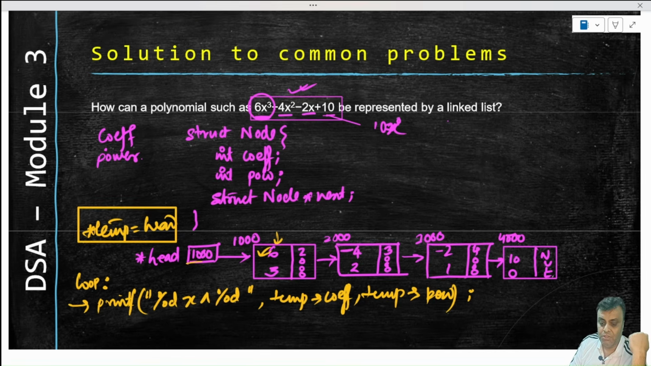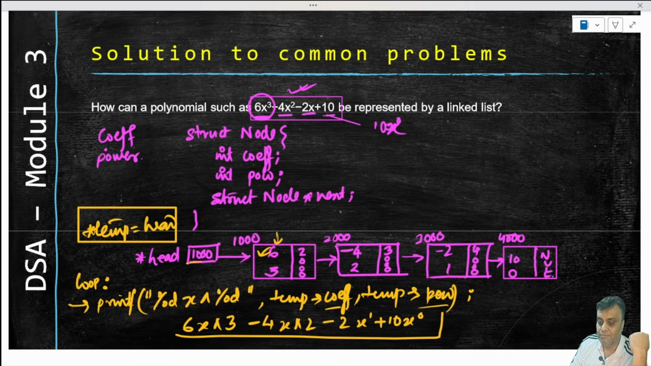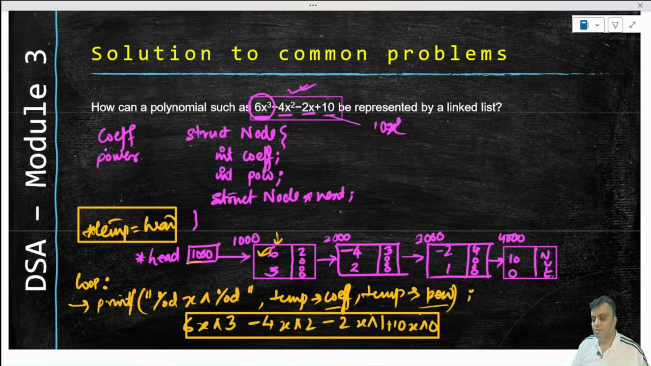If we do that, don't you think temp arrow coefficient will be 6, then it will come x to the power of power, which is x to the power of 3. Then minus 4 x arrow 2, then minus 2 x arrow 1, then plus 10 x arrow 0. This will be printed. Here we will have the exponent symbols. You can make it more intelligent by putting an if else and saying that if it is x arrow 0, then no need to print it like that.